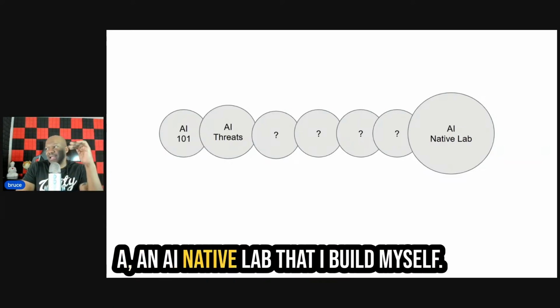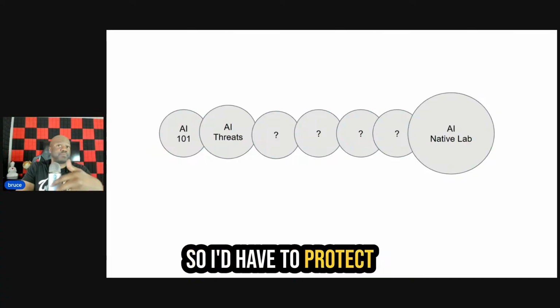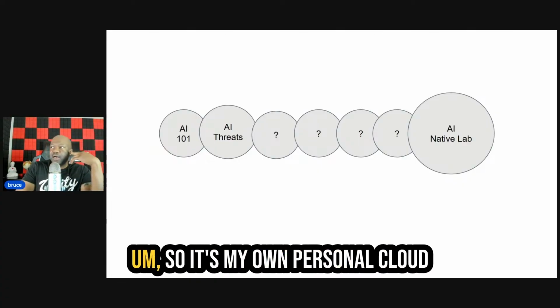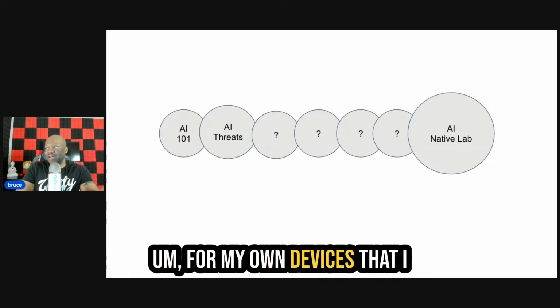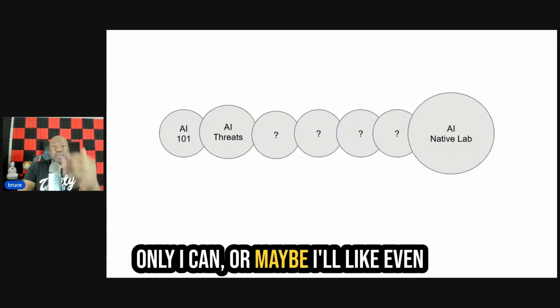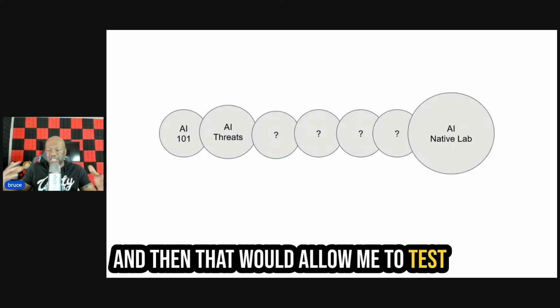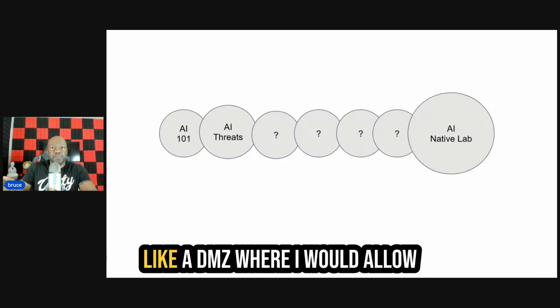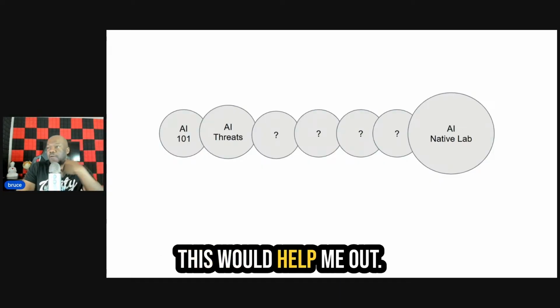An AI native lab that I build myself, that's protected, that maybe I can access remotely, right? So I'd have to protect the network around it. So it's my own personal cloud that I'm connecting to on my own, for my own devices. Or maybe I'll even open it up to other people, and that would allow me to test my skills even more, where I have a DMZ where I would allow people to access one part of the lab. This is what I want to do.